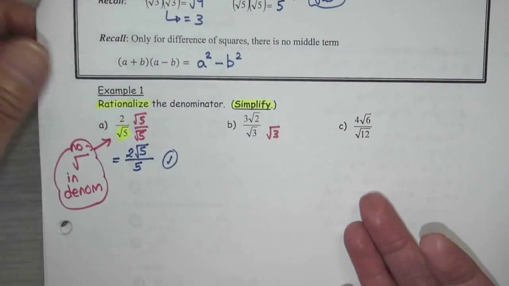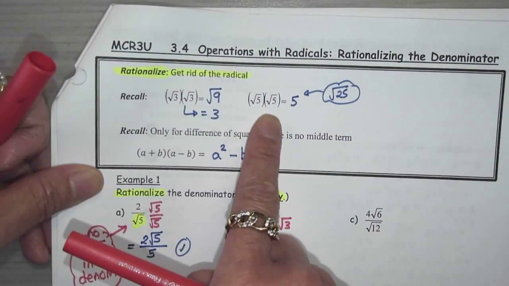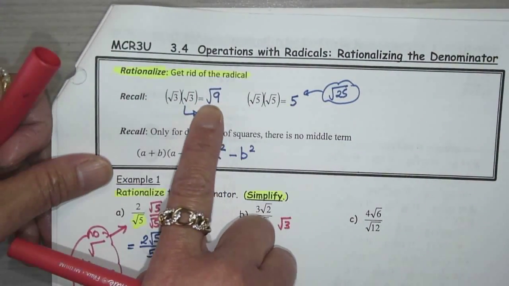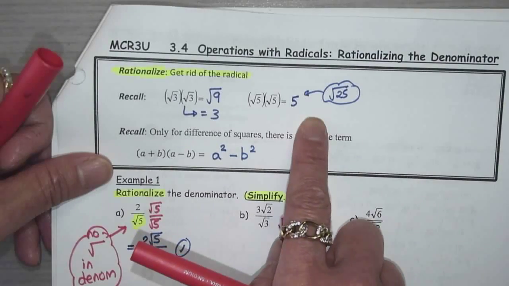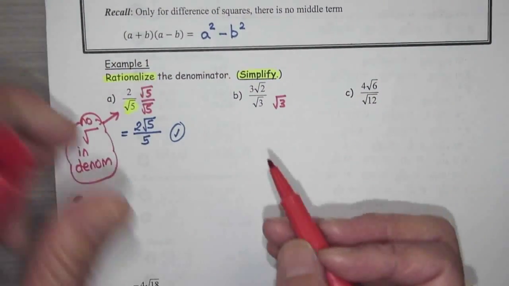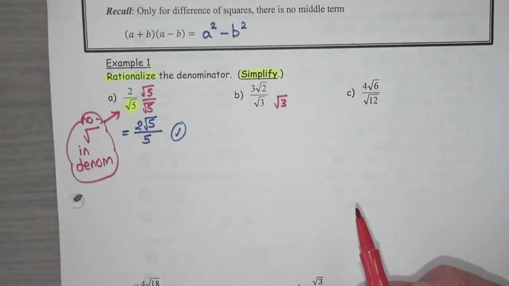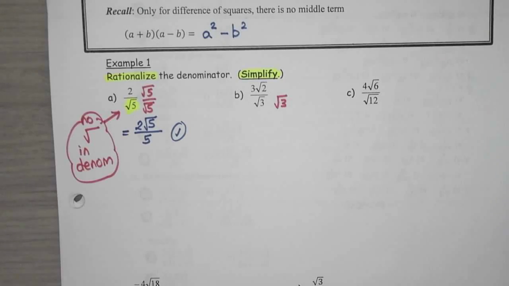Does that make sense? So that's why I needed you to remember this. And that's why you don't have to write root 9 and then 3, or root 25 and then 5. It just makes it easier if you go straight to the 3. Okay, it saves you a step. So that's when I'm encouraging you to skip that step.